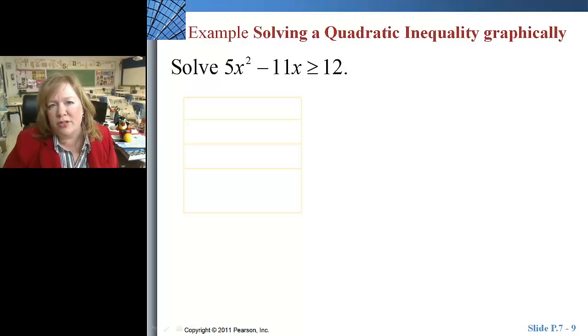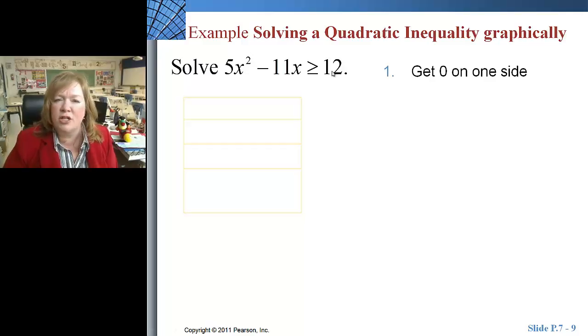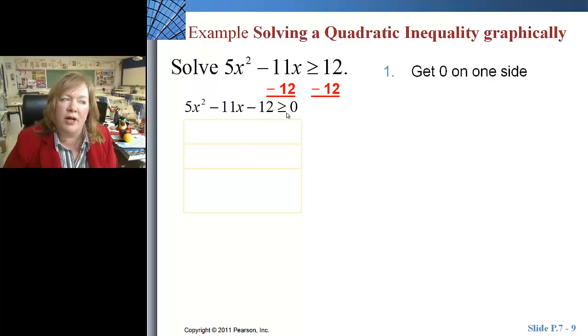So let's start out by solving this inequality using our graphing calculator. The steps are listed there on your pre-printed notes, and the first step is to get 0 on one side of the inequality. So we're going to subtract 12 from each side to give us 5x squared minus 11x minus 12 greater than or equal to 0. Remember, this means positive, so it's going to be bigger than 0. It's going to be on the positive side, or the y-axis, up and down you're looking.